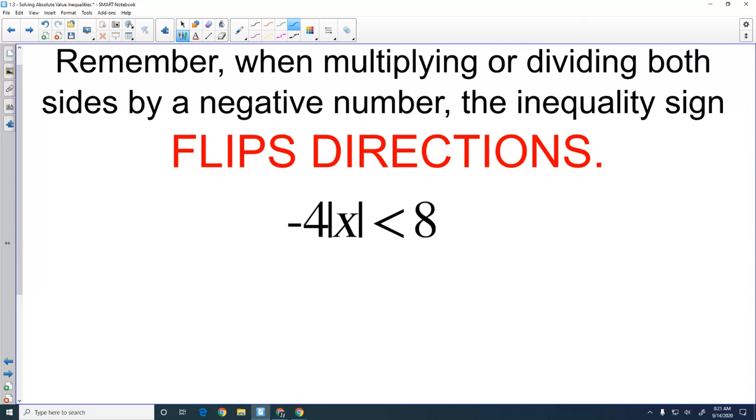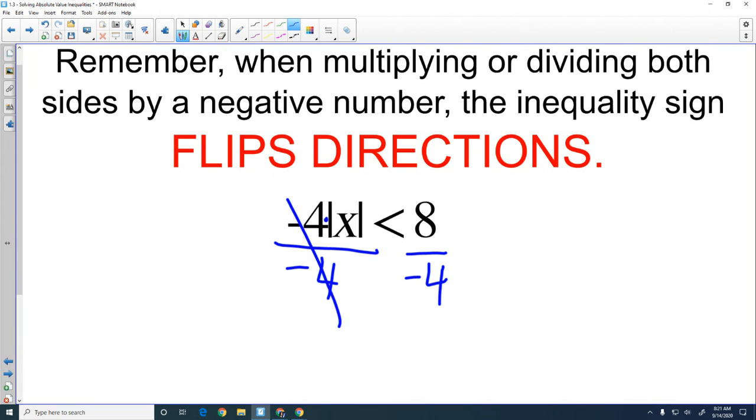So just to illustrate this, I have a very basic example here. Negative 4 times the absolute value of x is less than 8. Well, in order to solve this, I need to get rid of that negative 4 out in front. What operation do I use? Do I add 4? Because that's a negative 4. Should I add 4 to both sides? No. Remember, that's a common error that I see. That negative 4 is being multiplied by the absolute value of x, so I have to do the opposite of multiplying, which is dividing. So I'm going to divide the left side by negative 4, divide the right side by negative 4.